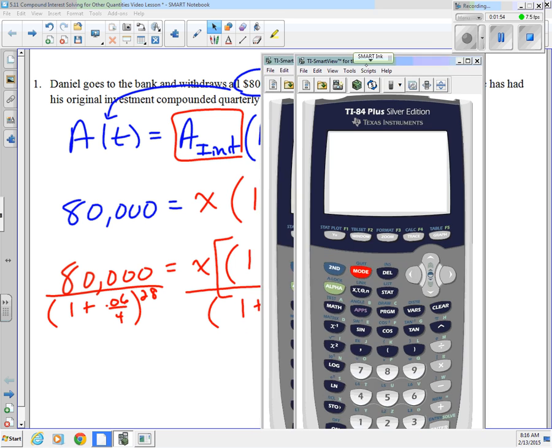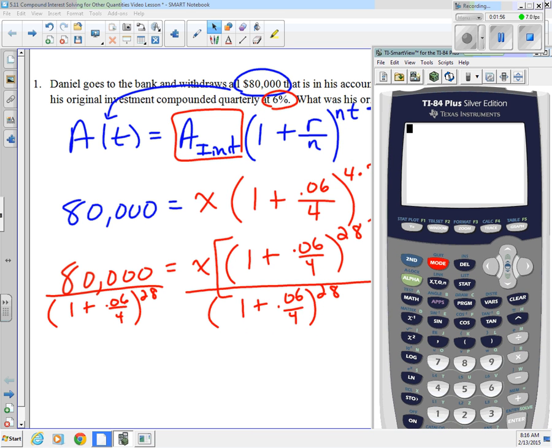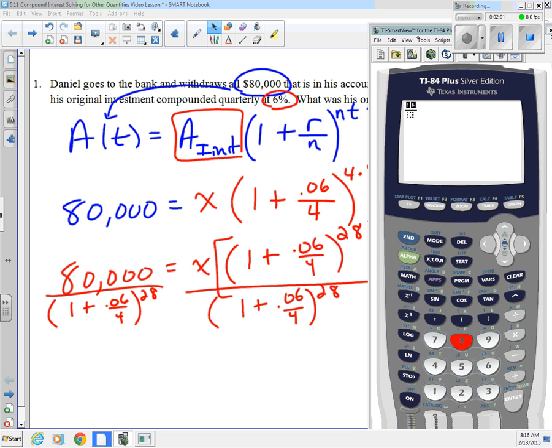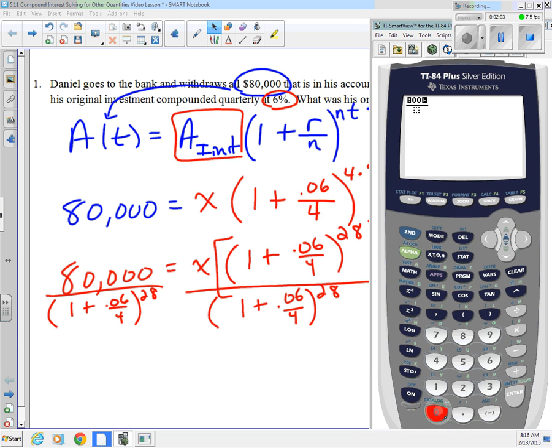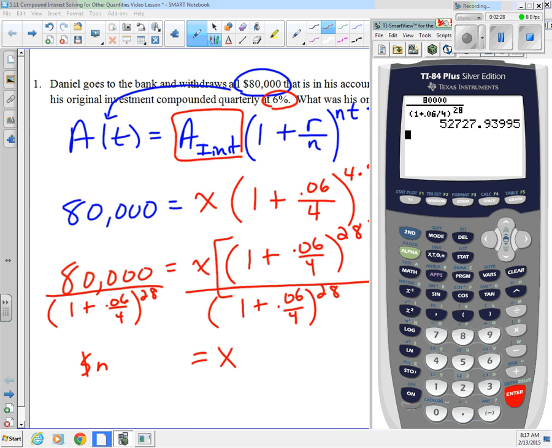You can set up a fraction on your calculator. So you can go alpha y equals enter, 80,000. So I'm going to move this up a little bit. 80,000 divided by 1 plus 0.06 divided by 4 raised to the 28th. And this will give me my initial investment. So X is, let's say we'll round that to the nearest dollar, that's going to be $52,728. That would be my initial investment.